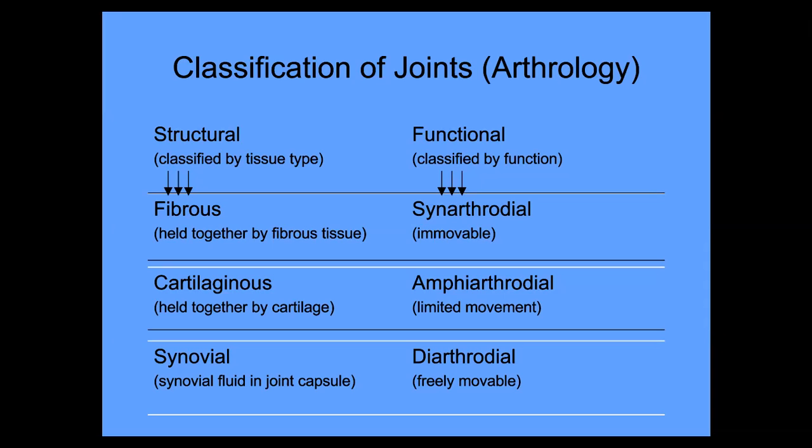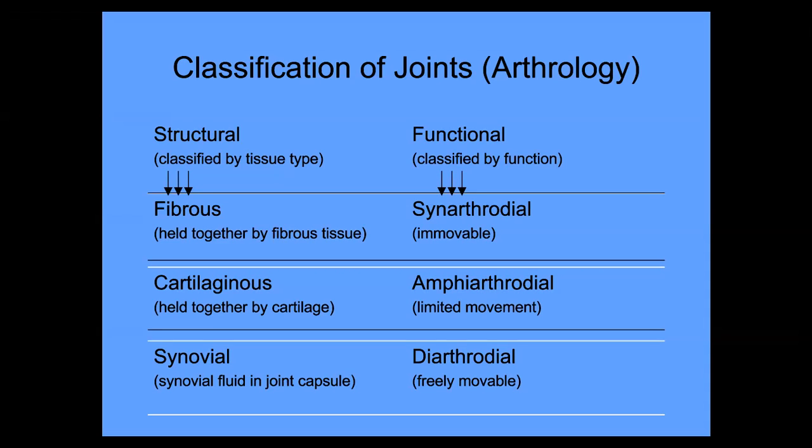And for fibrous joints, we also have the function, which is the next category. They can also be classified by function. So most of these fibrous joints are going to be synarthroidal. Not all of them, but some of them are going to be synarthroidal, and when we refer to them as synarthroidal, we're talking about their function, their movement.